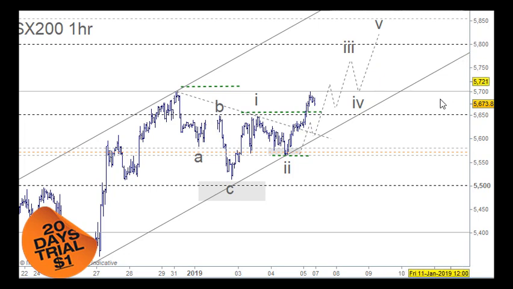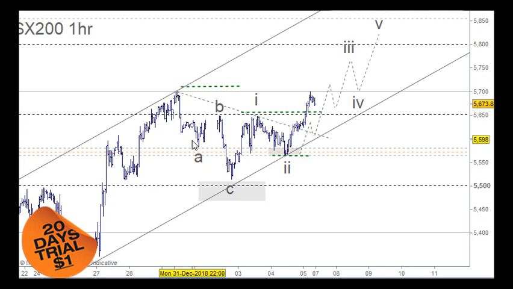So in the meantime, that's pretty much where we are at this stage with this. So to confirm this move up here, we do need to make a new high above this top here, which I don't think will be a problem.